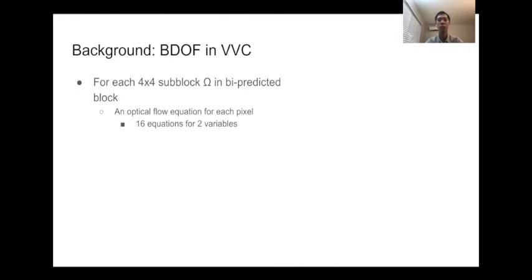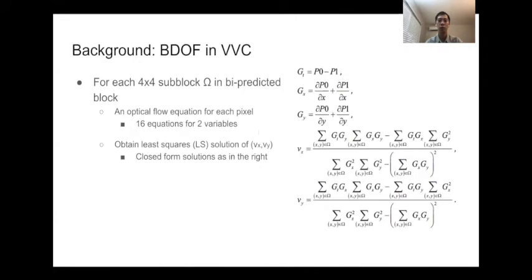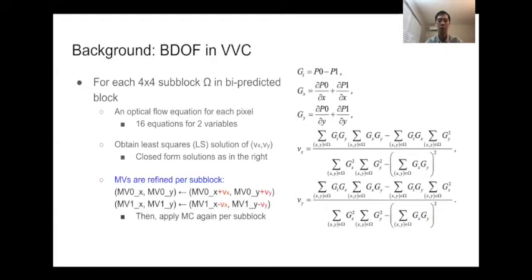So this is how BDOF works in VVC. In VVC, we consider 4x4 subblocks. So we have a least square of 16 equations and 2 variables. The closed form solutions are given on the right. And once we get Vx and Vy, we can refine the motion vectors for each subblock like this. And then we can apply a second pass of motion compensation for each 4x4 subblock to enhance the interpolation quality. That's how it works in VVC.